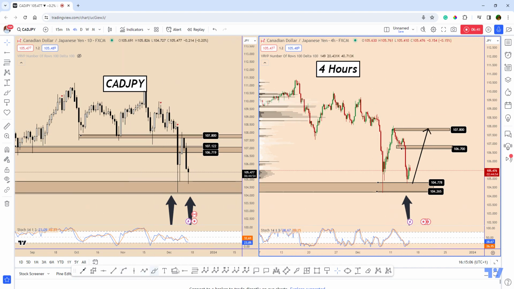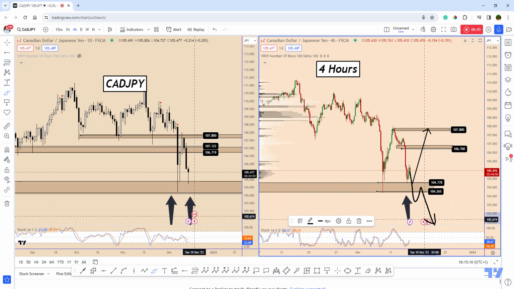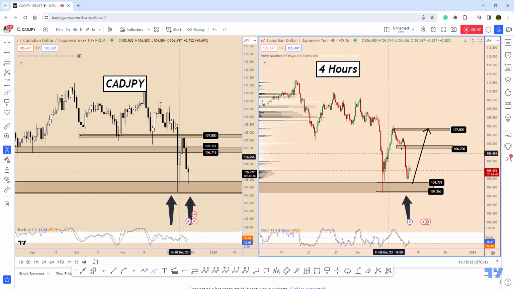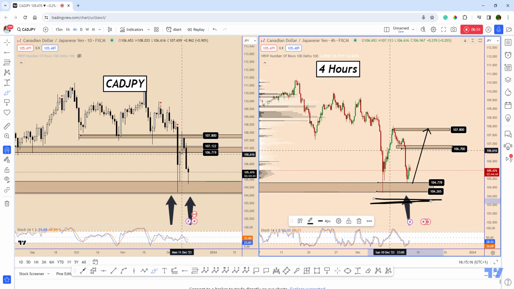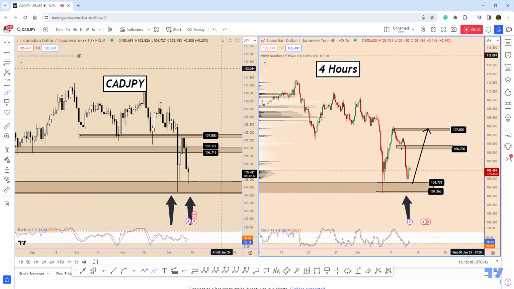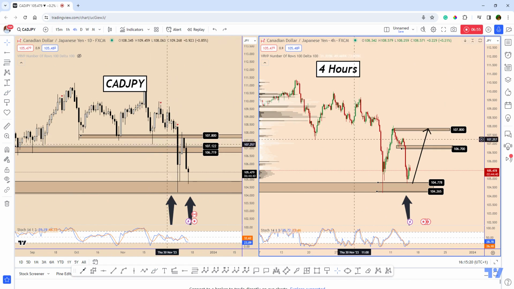Any breakdown from the current zone should initiate any deeper bearish move, so this is the reason why the use of stop loss below these areas is a must. So this is overall for CAD yen analysis.